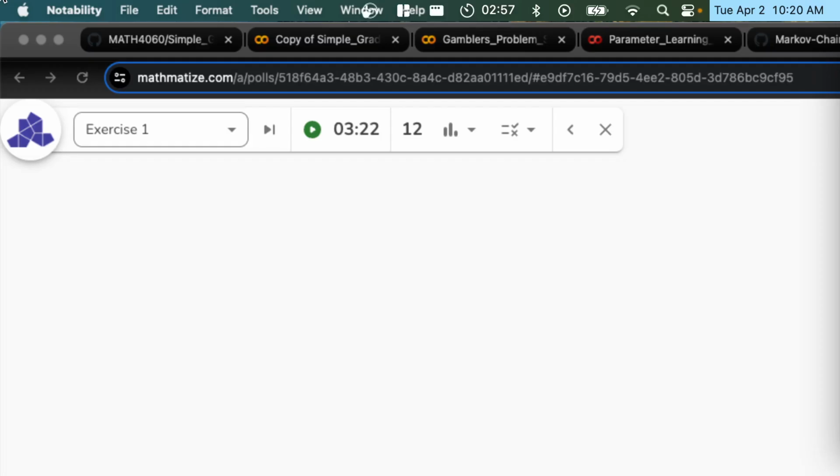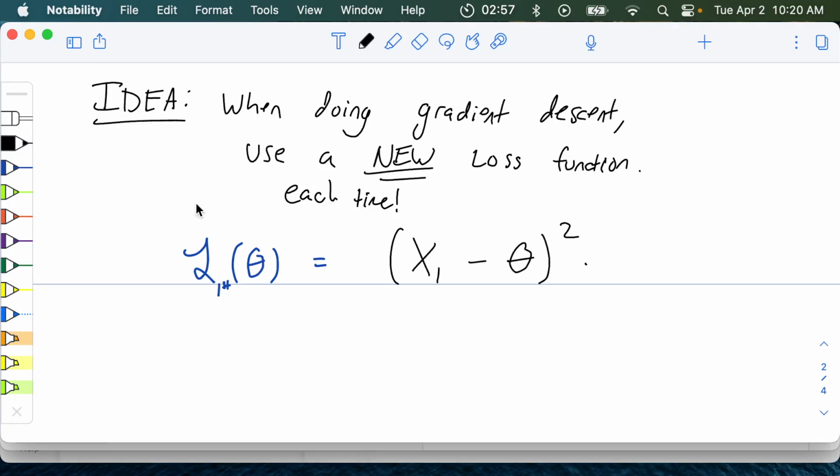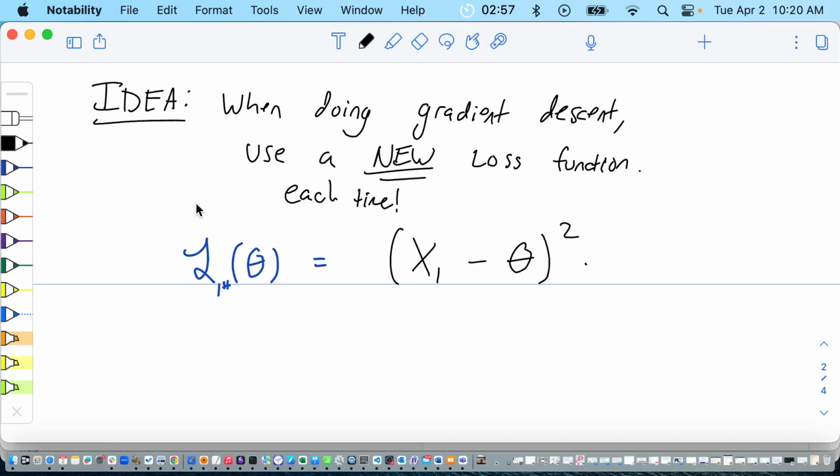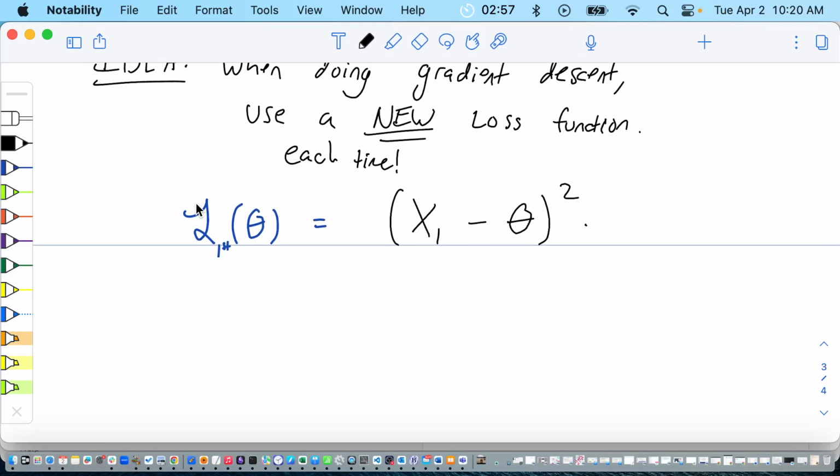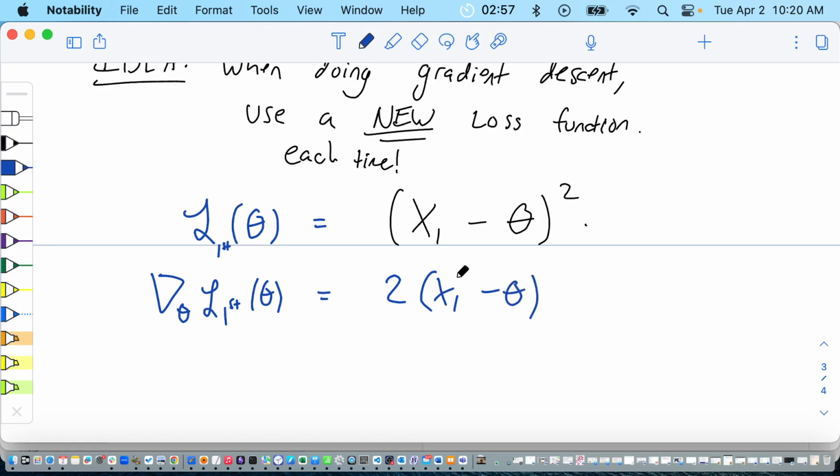So the first step will be in the direction of x1 minus theta squared. We'll try to minimize that. And so the first step is going to be the gradient with respect to theta, which is 2 times x1 minus theta, times the minus 1. Great. We'll put the minus in front. So the gradient is going to step in that direction.